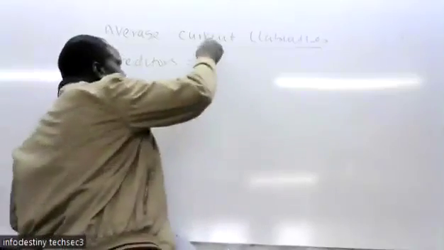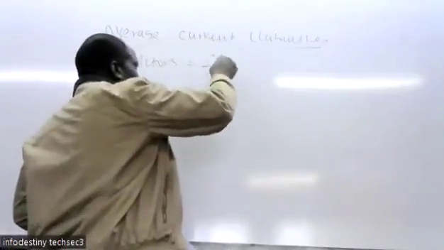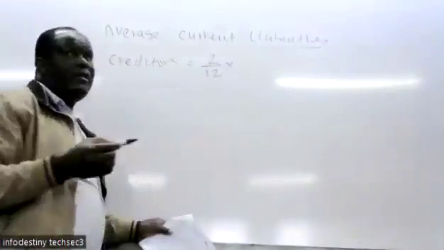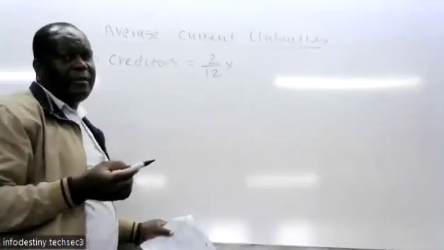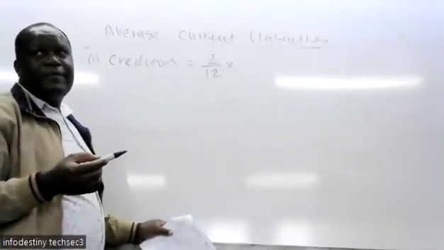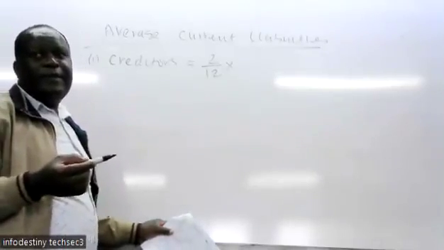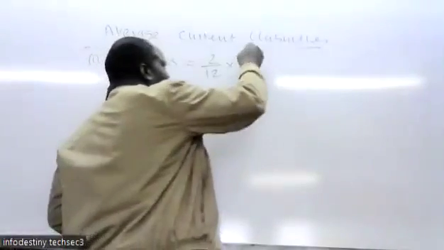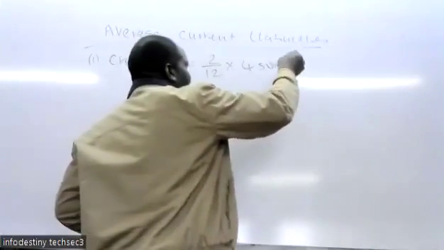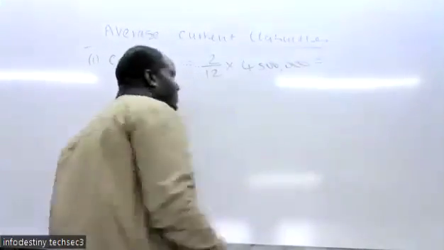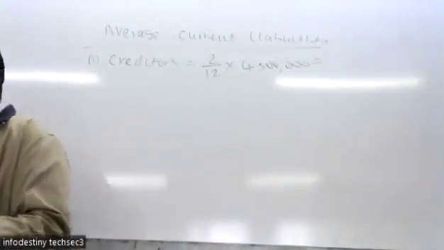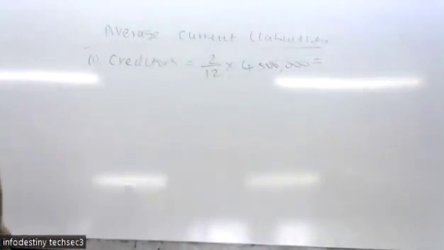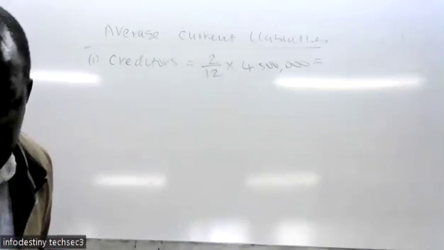So take 2 over 12 multiplied by the cost of the raw materials. Remember the cost of the raw material was how much? 4.5. So multiplied by the 4.5 millions.